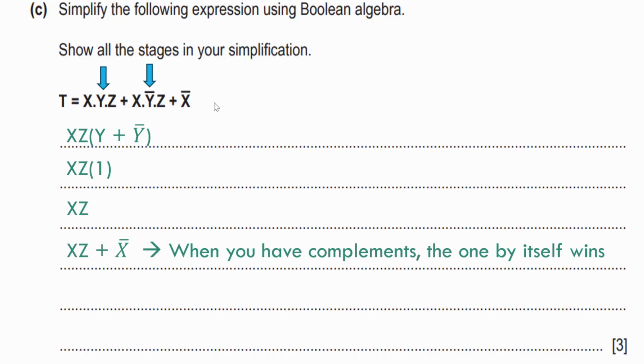Now remember, when you have complements, the one by itself wins. Cambridge loves to have Boolean algebra where this happens. It may not be x, y, z. It could be a, b, c, or a, b, c, d. Just remember that when you have complements, the one by itself wins. What complements am I talking about here? I have x and I have not x. The one by itself, we can say wins. Which one's by itself? The not x is by itself. That means this x over here on the left-hand side, it's out of there. It's gone. So we're left with z or not x. You could also write not x or z.